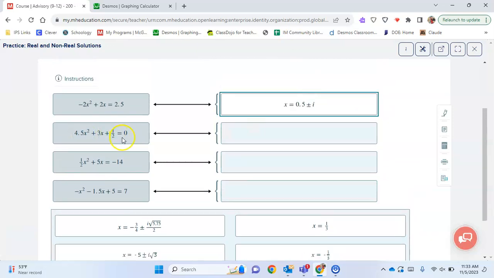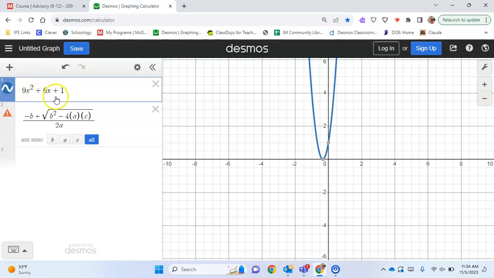For the second one, we're going to multiply everything by 2. When you multiply everything by 2, you get 9x squared plus 6x plus 1 equals 0. 9x squared plus 6x plus 1. A is 9, B is 6, C is 1. You can already see it has one solution. It touches the x-axis once.